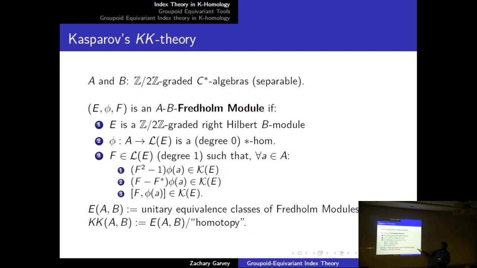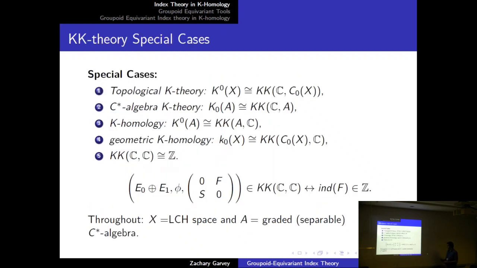We're going to denote E(A,B) as unitary equivalence classes of these things. I'm not going to explain what that is, but you can talk about unitary equivalence classes, and then if you mod these out by a notion of homotopy, you get KK(A,B). So that's the idea behind KK theory. Right. Some special cases. If you just look at the second input, and you put in the complex numbers for the first one, it's K-theory.